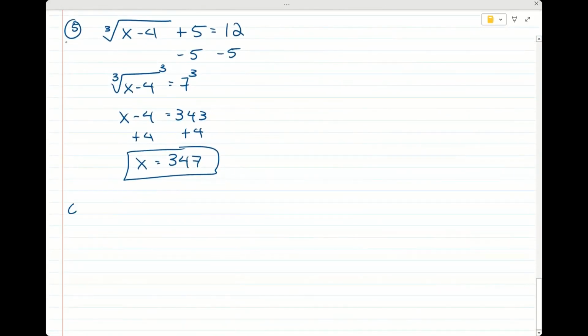Number 6. What if we had 5 to the 3x minus 1 power is equal to 125 just by itself? So this is an example of an exponential equation where we have the variable as an exponent. The way that we solve problems like this is we want to try to write them as the same base. So 5 to a power should equal 5 to a power. Well, 125 is just 5 to the third.